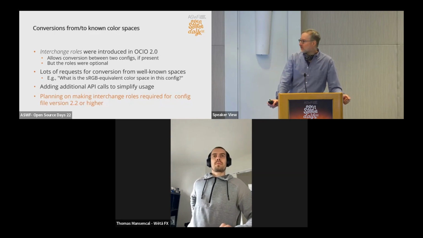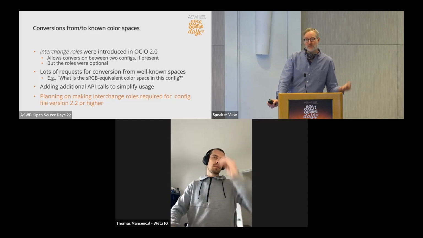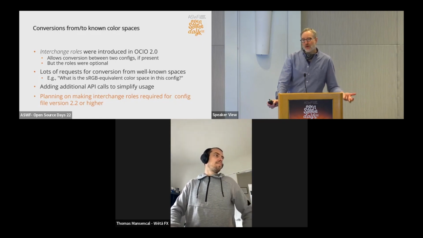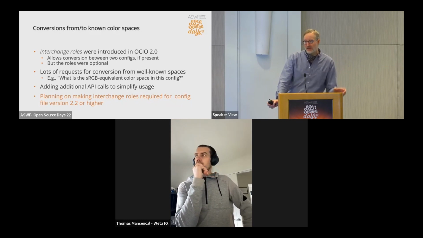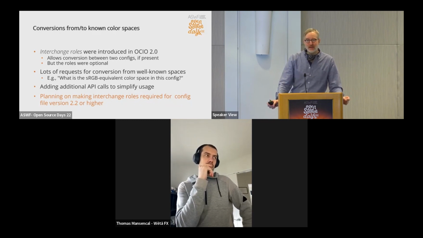One thing that comes up a lot is application developers need an sRGB space, but if they're using a user-supplied config, they don't know which color space in the config is actually sRGB. So people do things like search all the color space names to see if one of them has sRGB, but that sort of thing is obviously unreliable.